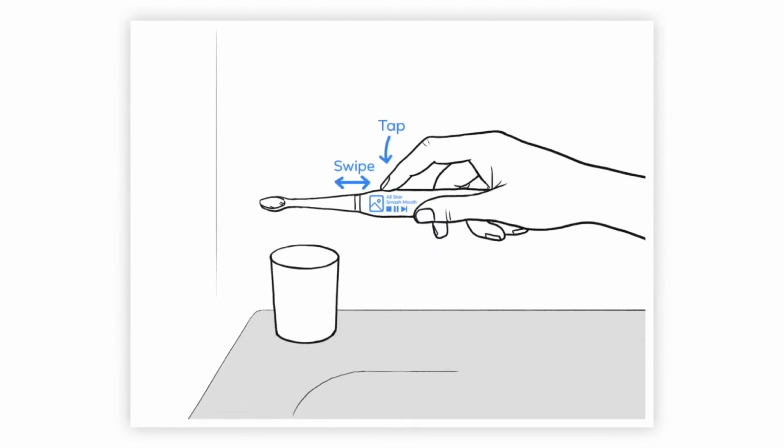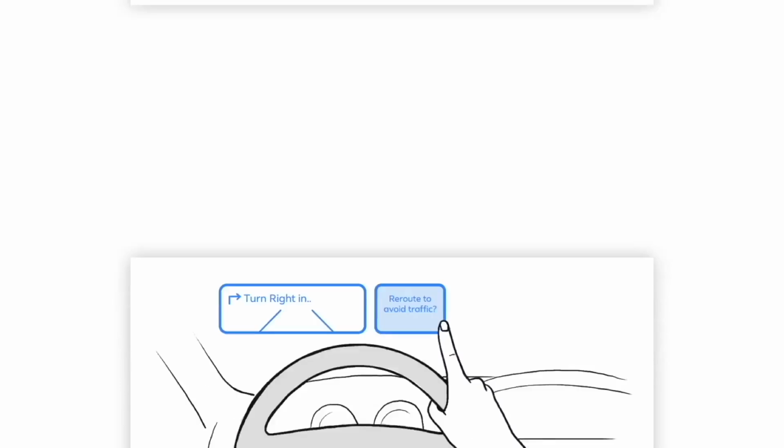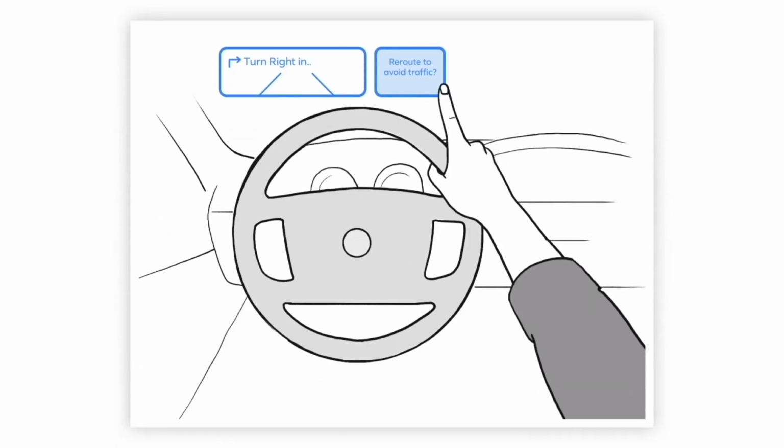Holding is typically the longest phase throughout the hand-object interaction, taking place while the object is firmly grasped. For instance, in this example, the viewer may swipe and tap on their toothbrush to control the playback of music, or tap their finger on a steering wheel to confirm an alternative route suggestion while driving.